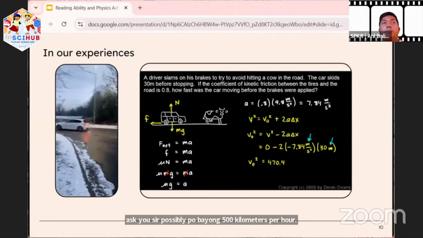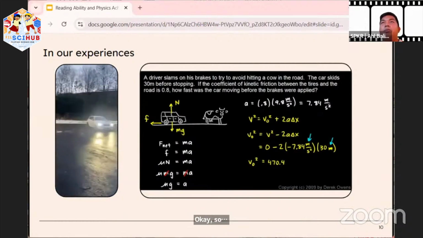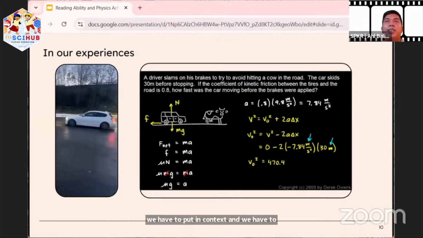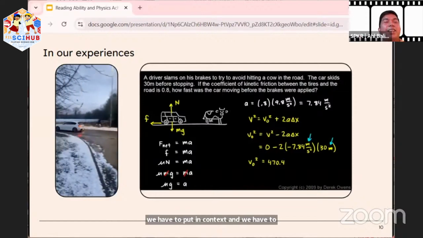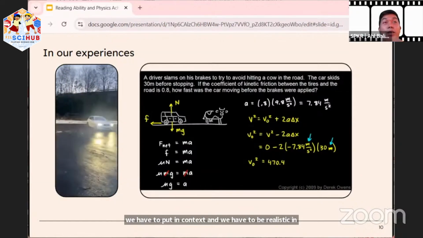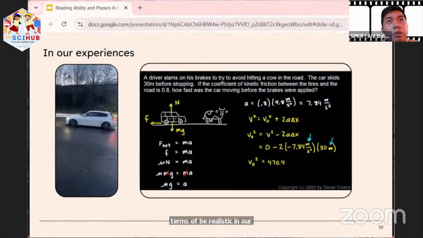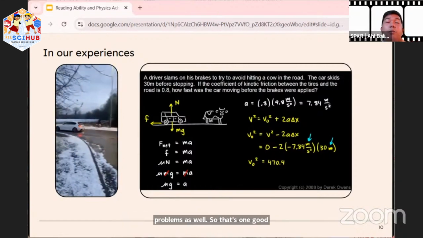So we have to put in context. We have to be realistic. Yan yung term na iniisip ko. Be realistic in our problems as well. So, that's one good idea in this specific problem.